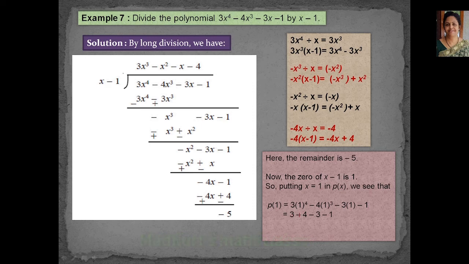Here one number is positive, all the other three numbers are negative. Sum of all positive is 3 and sum of all negative is negative 4, negative 3, negative 1. So 4 plus 3 is 7, 7 plus 1 is 8, so minus 8. So 3 minus 8 means 3 plus negative 8. So the difference is 5 and the bigger number's sign is negative. So the sign of the sum is negative. So negative 5 we will get, P(1) is equal to negative 5. That will be the remainder.